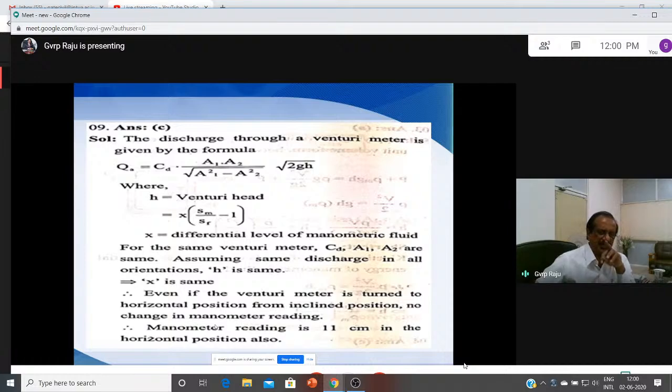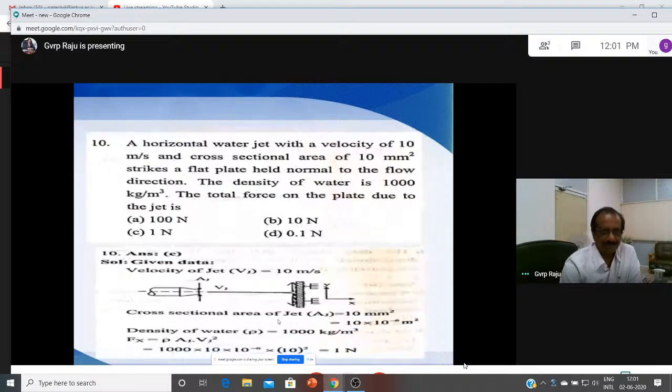Provided that A1, A2 are the same and CD are the same. For both cases, CD are the same and A1, A2 must be the same. So this only depends on the value of H, and H depends on the value of X here. So the same manometer reading will be there, provided all the other values are the same, for the horizontal position, vertical position, or inclined position of the venturimeter.